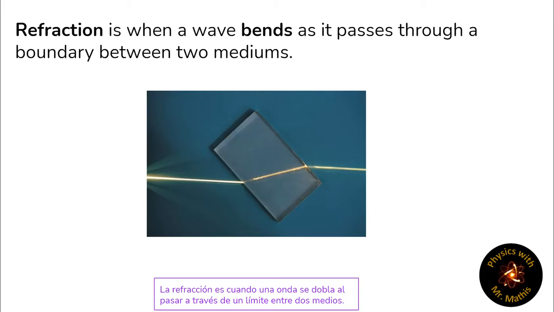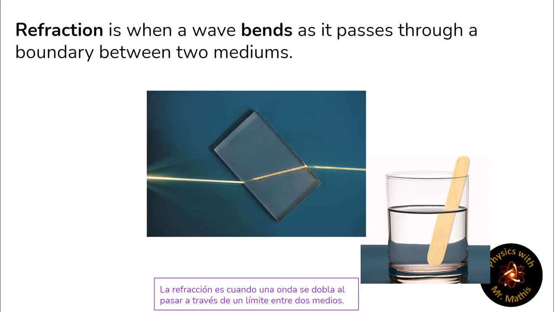Refraction happens when a wave bends as it passes through a boundary between two different mediums. In the photograph, you can see a ray of light going from air into a block of glass and then back into the air. Each time it passes into a new medium, it changes direction and the ray of light bends. Refraction causes different interesting phenomena to happen that we see every day.